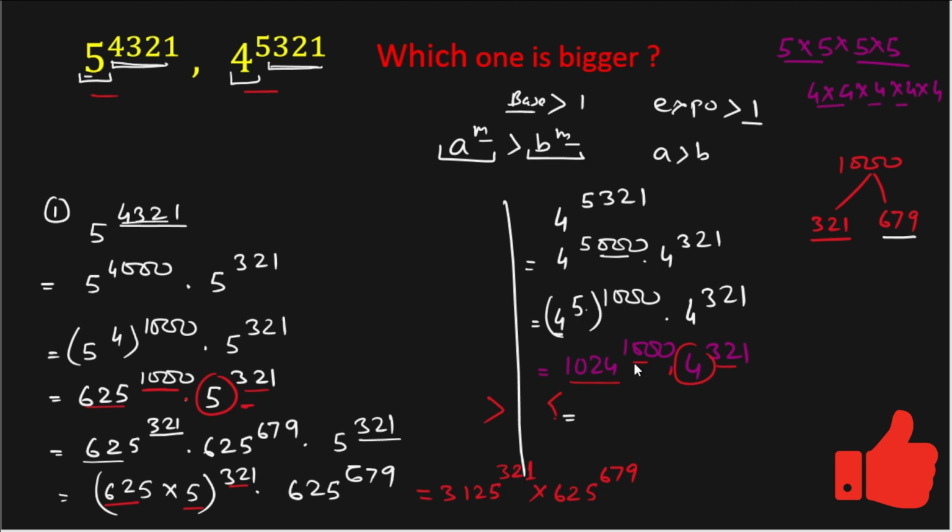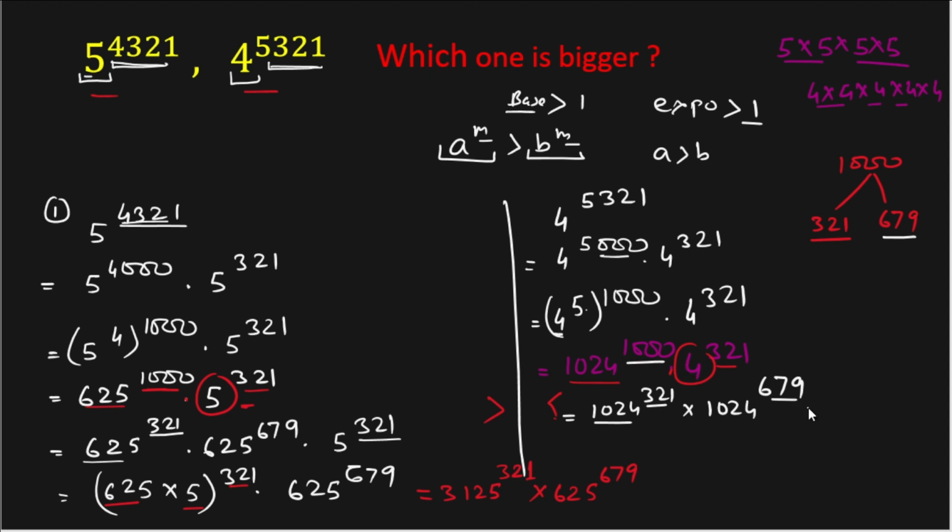So friends, likewise we'll simplify this expression also. Now here also we'll split this 1000. So it is 1024, and we'll split it as 321, multiplied by 1024 which is also powered by 679. So here we have split the power into two terms, and this term is multiplied with 4 powered by 321.